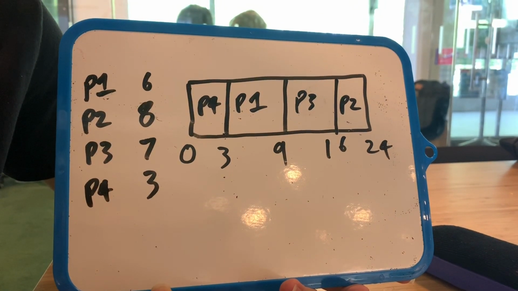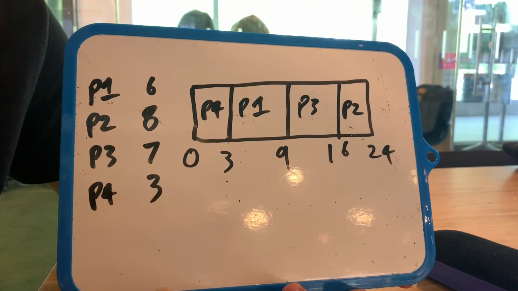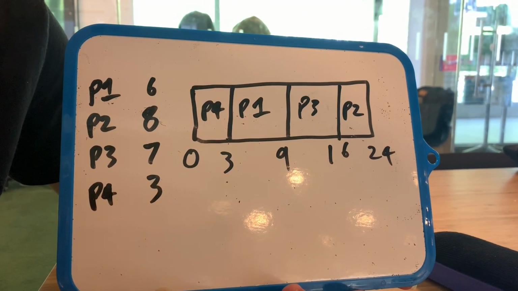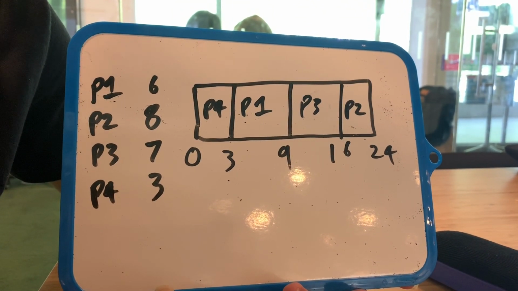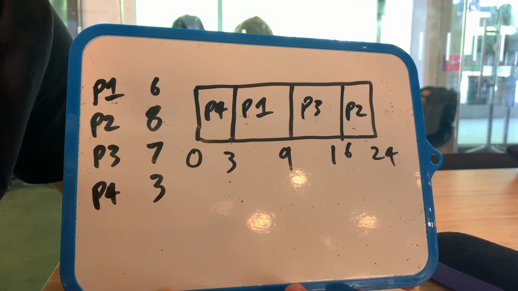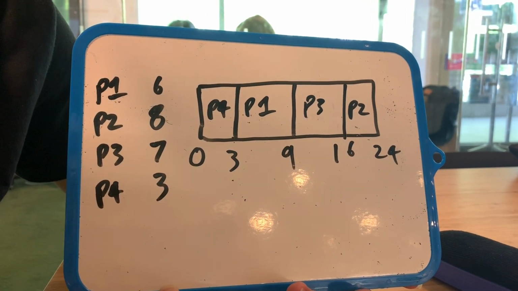For the next process scheduling algorithm, we'll be using the shortest runtime first. So the process with the shortest runtime will begin first, followed by the next. As shown in the diagram, process 4 only has 3 CPU bursts. Next is process 1, which is 6, process 3, which is 7, and process 2, which is 8.